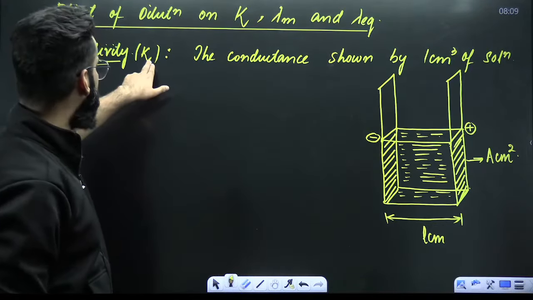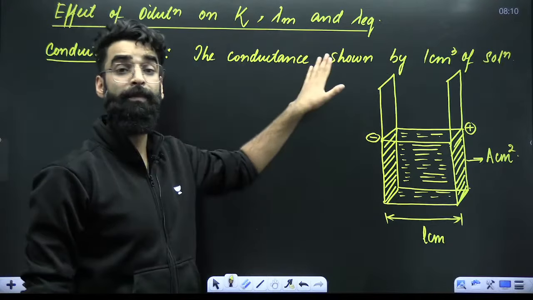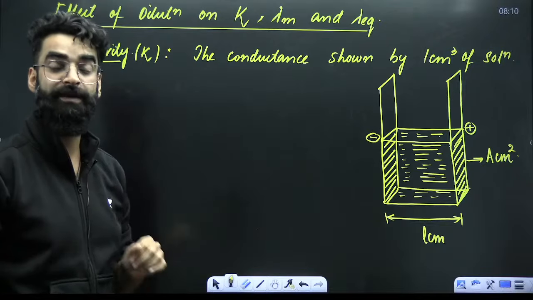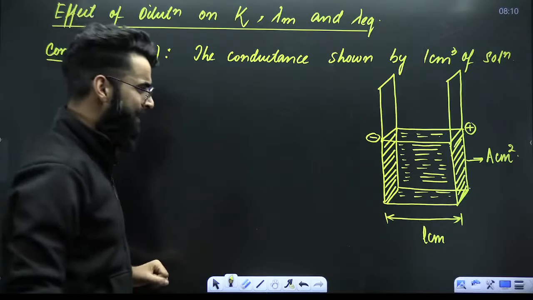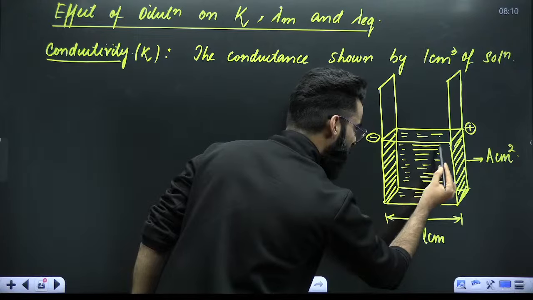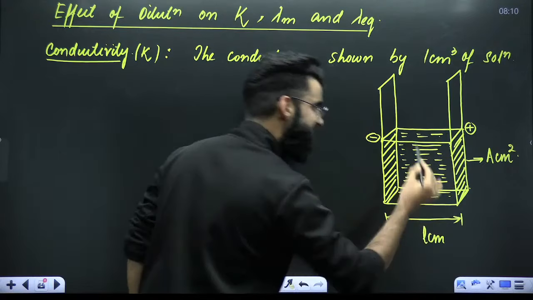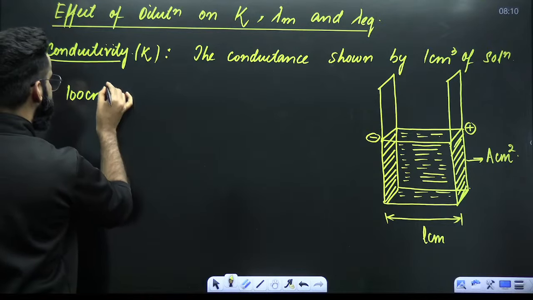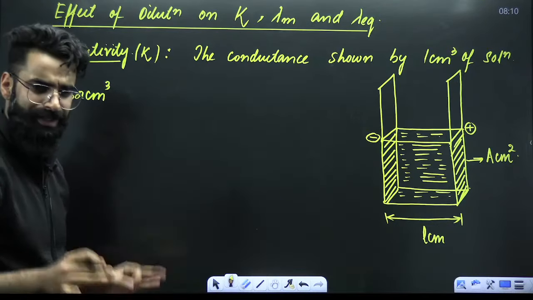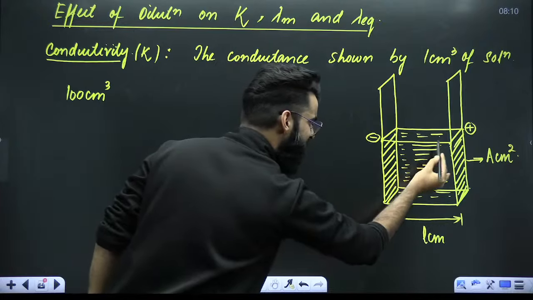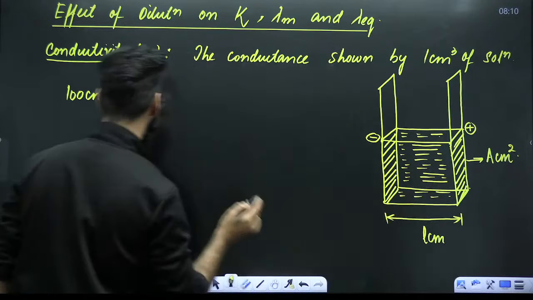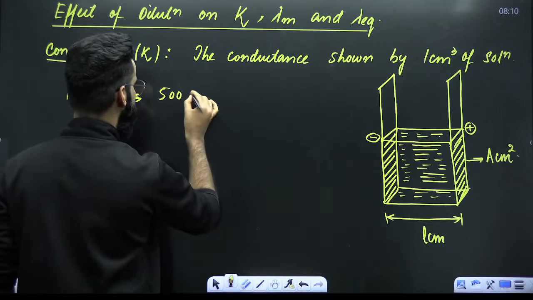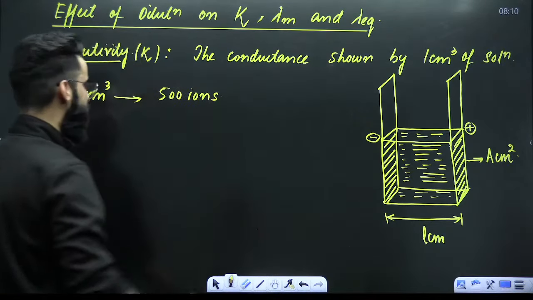My dear students, how do we define the conductivity? It is the conductance shown by 1 centimeter cube of the solution. Imagine the volume of this electrolytic solution, for example, is 100 centimeter cube. Let's assume that in this 100 centimeter cube electrolytic solution, there are some 500 ions present.